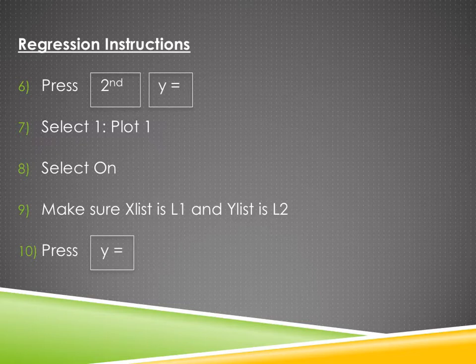It will say something like X list and Y list. X list should say L1, Y list should say L2. Does anyone's not say that? Because if it doesn't, I'm just going to come fix it myself because it seldom happens.